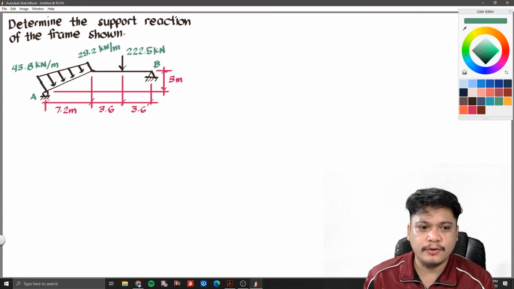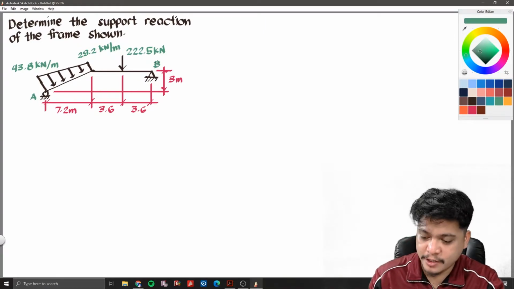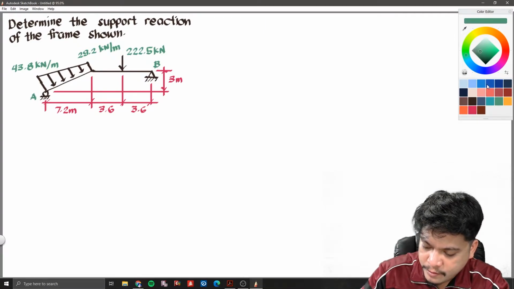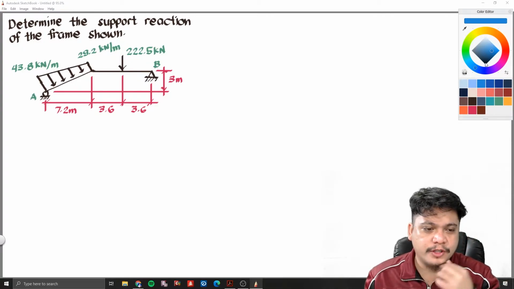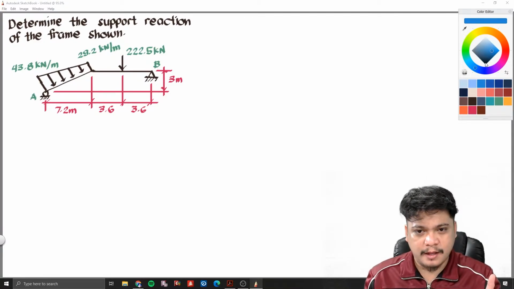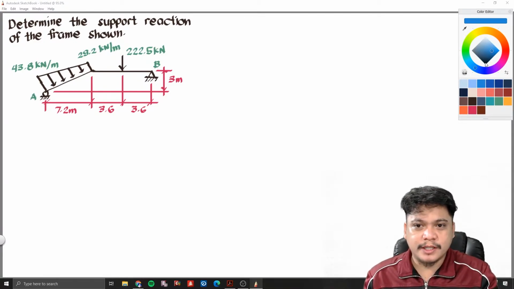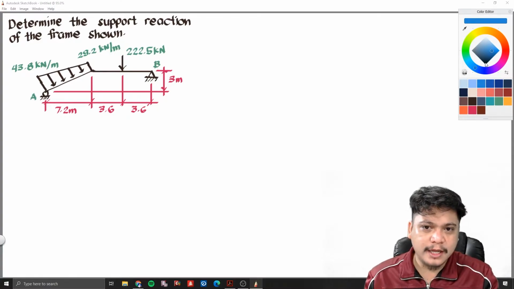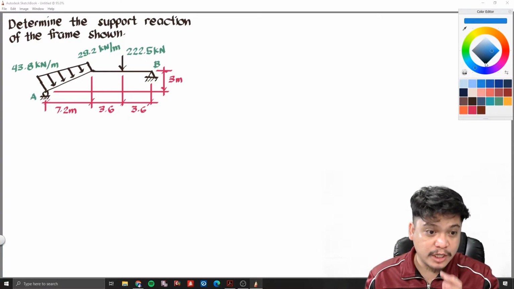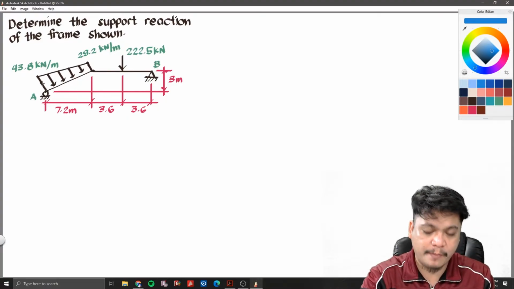Alright, so let's proceed with the next problem. Determine the support reaction of the frame shown. Okay. So, this time, may nakaslant na members na tayo, no? Okay. So, kapag ganito, yung kukunin natin is, kung saan siya naka-perpendicular, for example, itong trapezoid natin, naka-perpendicular siya dito.